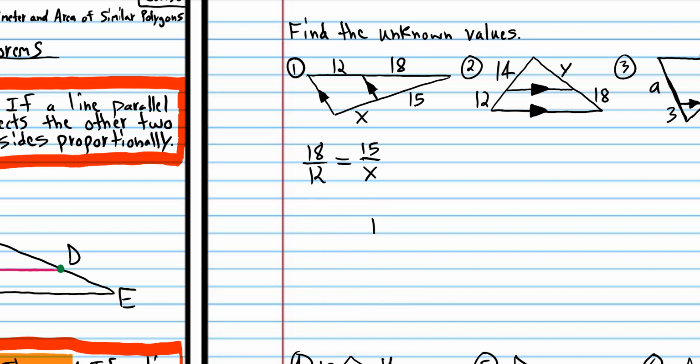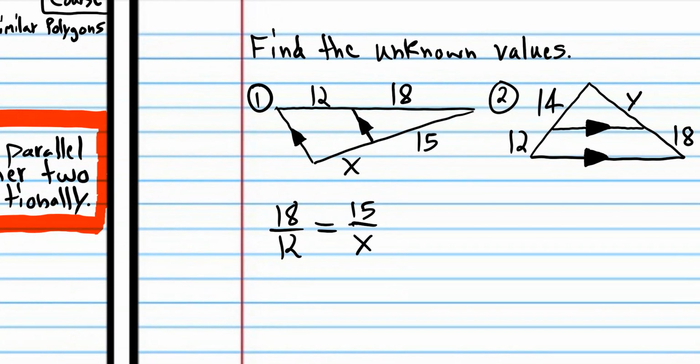And how do you know the right order? Well, just memorize this side divided by this side over this side divided by this side. Or you can do it the other way: this side divided by this side over this side divided by this side. But each fraction has to have segments that are common to a side of a triangle.